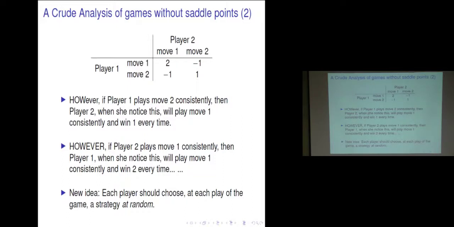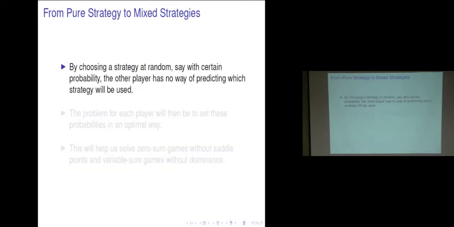So the new idea that comes in is each player should choose at each play of the game a strategy at random. So that's why we bring in probability. Now we are moving from pure strategy, which is the one that does not involve probability, to the so-called mixed strategy.